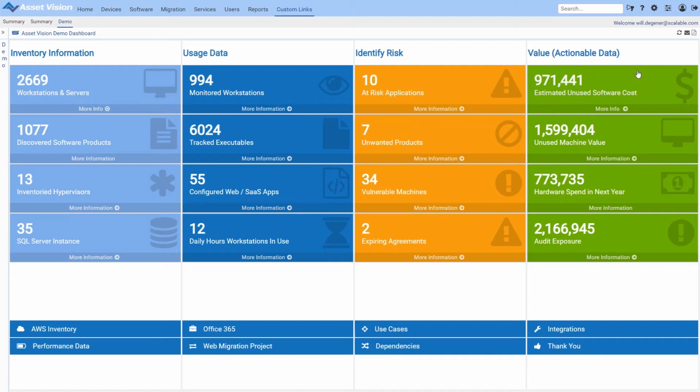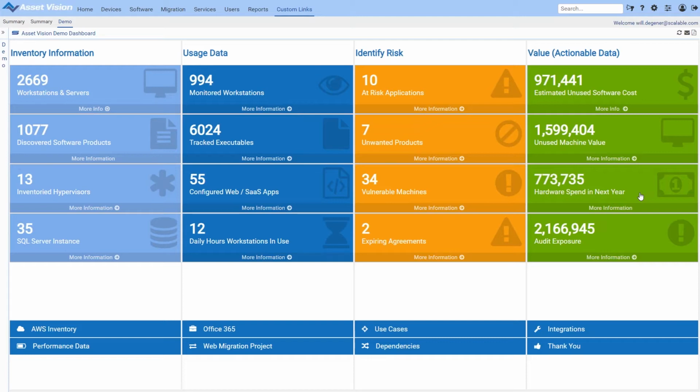Now, another example of this is if there's a piece of hardware that's sitting around and no one's using it at all, it's just burning electricity. If we can apply a cost to that machine, how much a typical machine costs, we can again drive unused machine value.